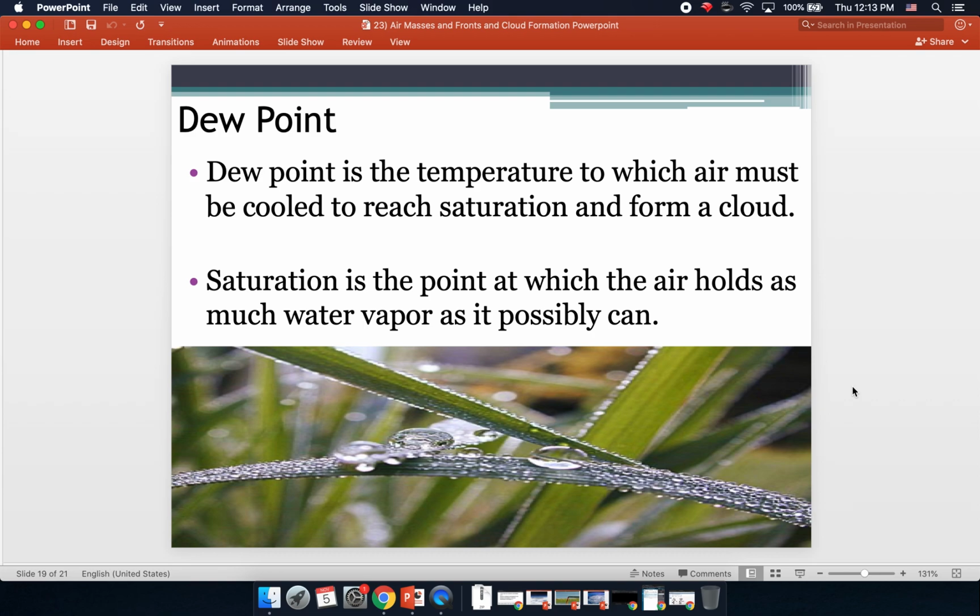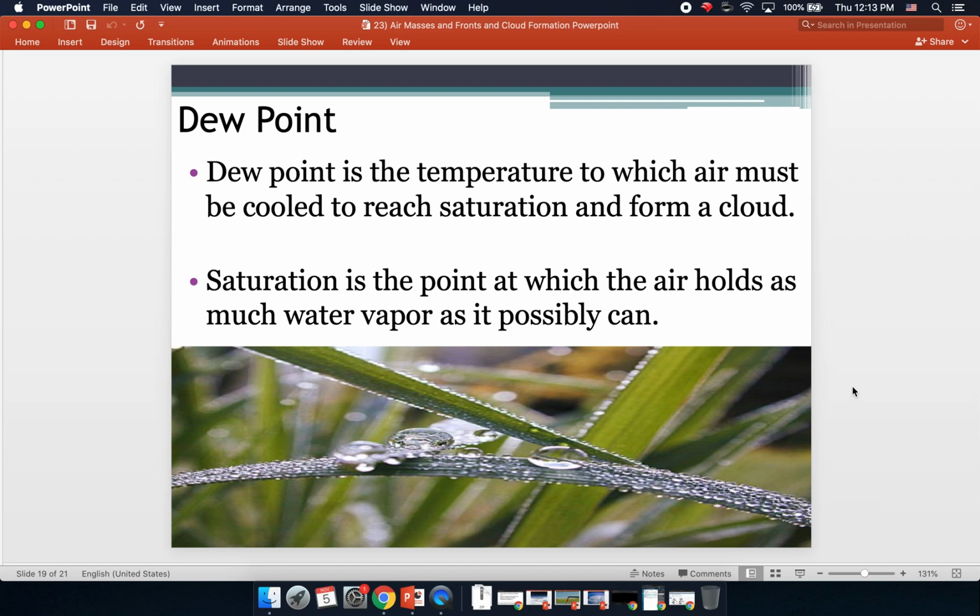All right, the dew point is the temperature to which air must be cooled to reach saturation and form a cloud. Really, the dew point is kind of the same term as lifted condensation level, more or less. In news weather broadcasts, you never hear them mention a lifted condensation level, but they're always talking about the dew point, you know. So the lifted condensation level is the altitude at which clouds form, and the dew point is the temperature that air mass will be at when it reaches its lifted condensation level.